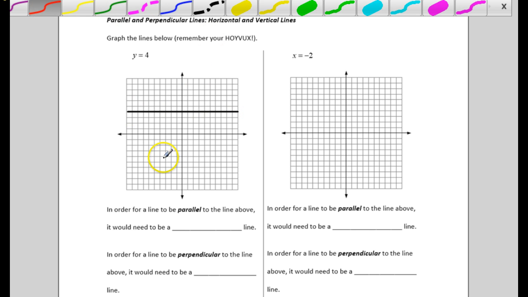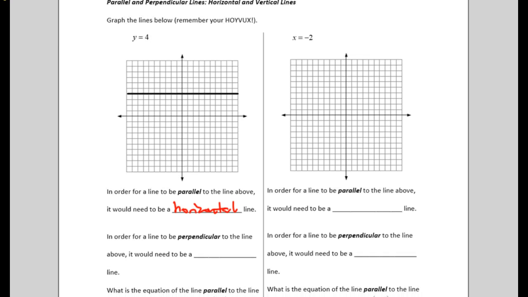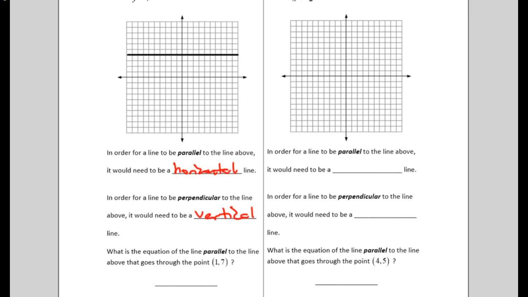So what this means is, if it's going to be parallel, it's going to have the same slope. That means a parallel line will still be horizontal to that. It'll still be a hoi. Now if it's going to be perpendicular, it'd go the other way. So perpendicular would be vertical. So we're still thinking about hois and vuxes.